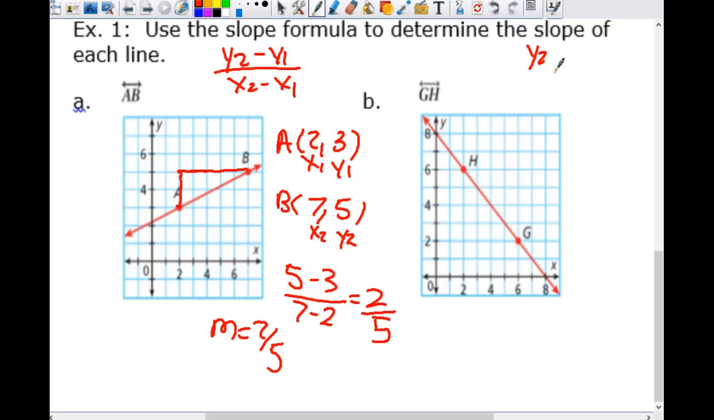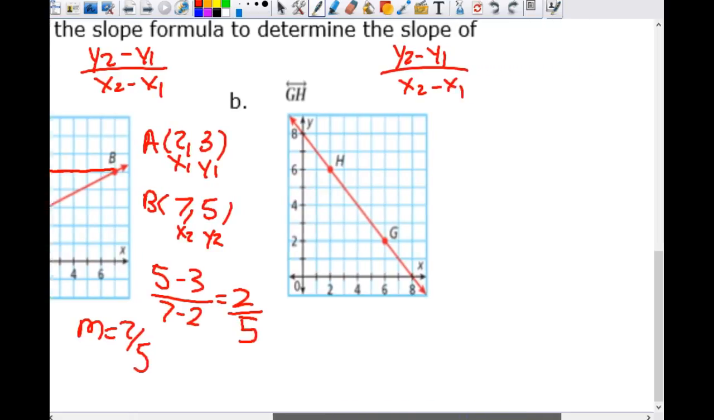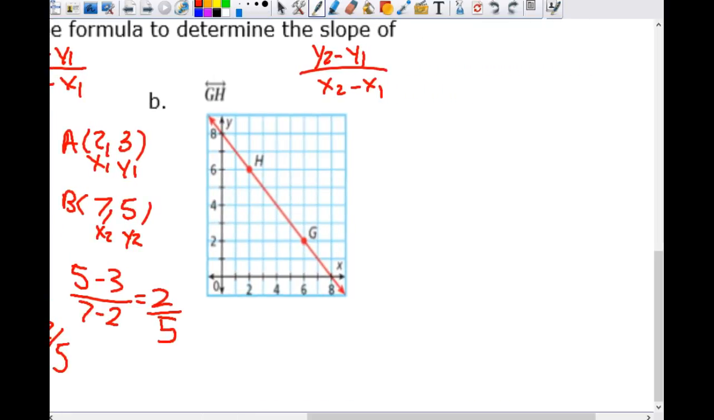First step is I write the formula. y2 minus y1 divided by x2 minus x1. Second step, what's my second step? Who should I call on? What's the second step? Label our points. We have H, which is at 2, 6. We have G, which is at 6, 2. What's our third step? x1, y1, x2, y2. What's our fourth step? Plug it in.